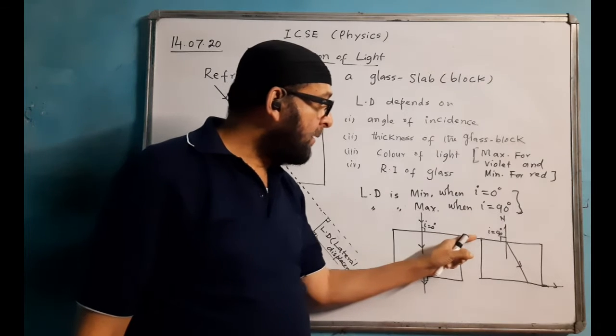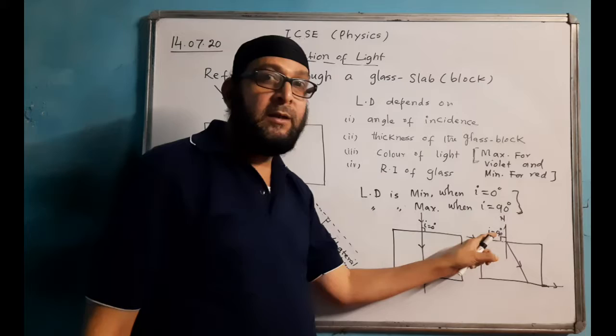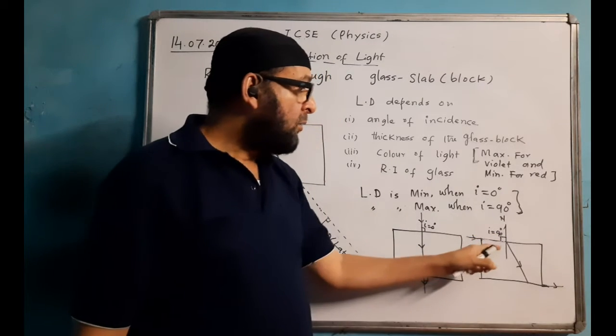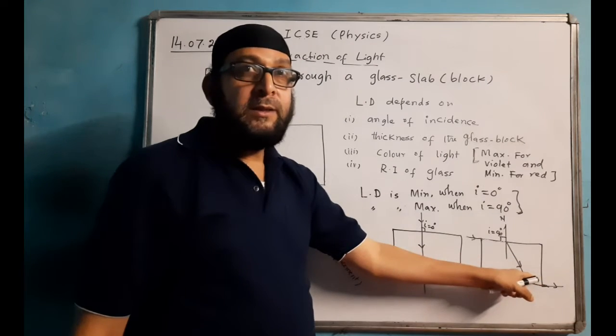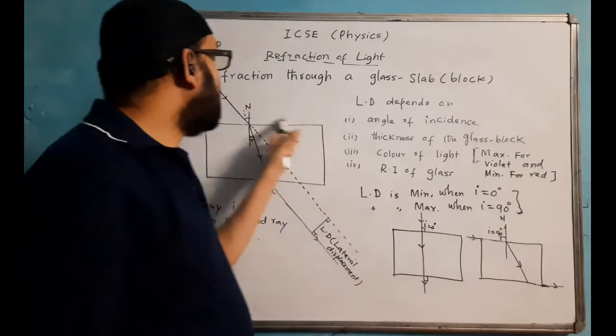That is, the rays will be coming along the surface, that is, the angle of incidence is 90 degrees. And now the refracted ray is also 90 degrees here. So the lateral displacement is maximum in this case, and that is equal to the thickness of the block. So this topic is complete.